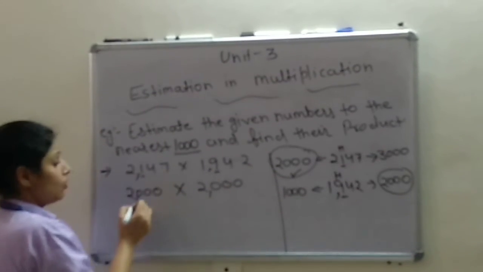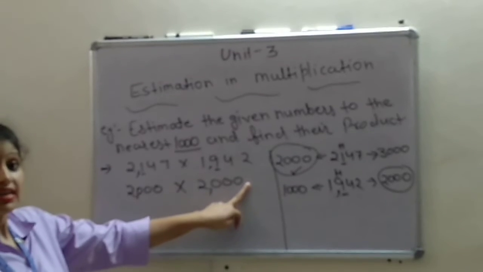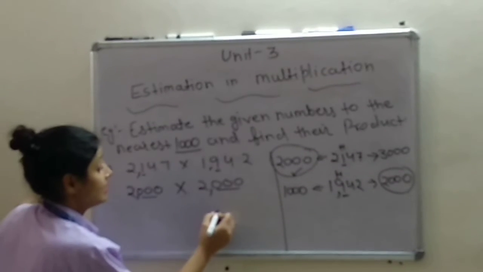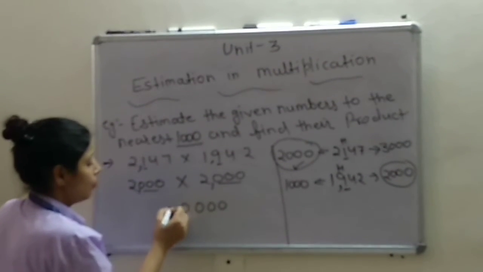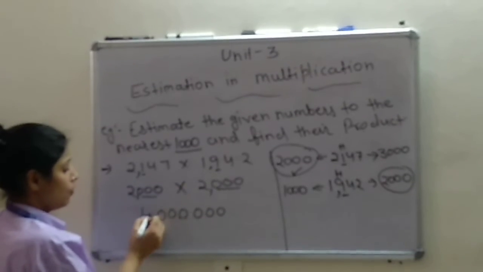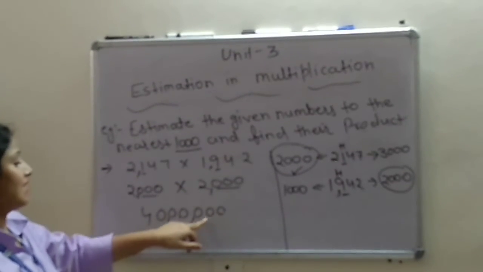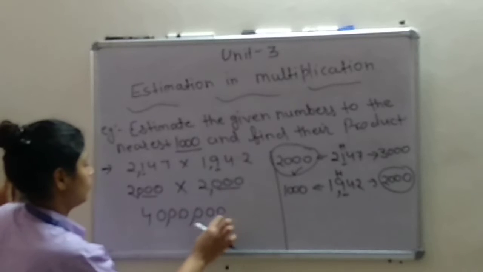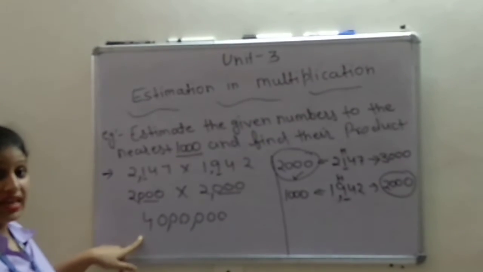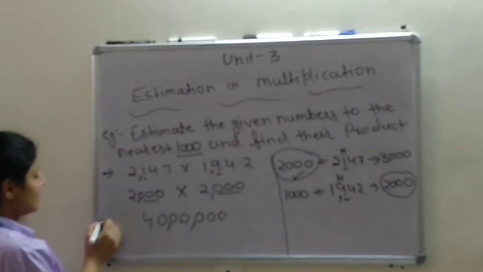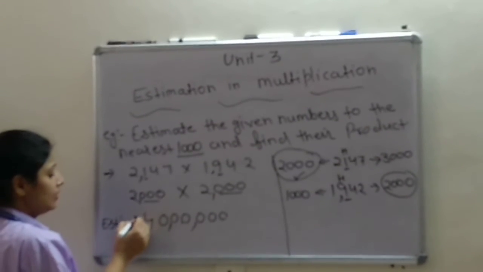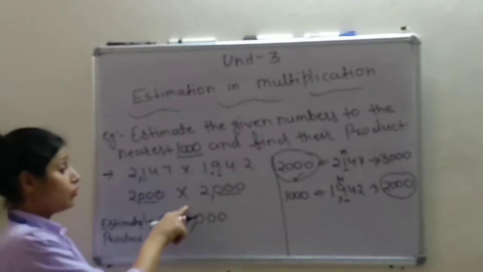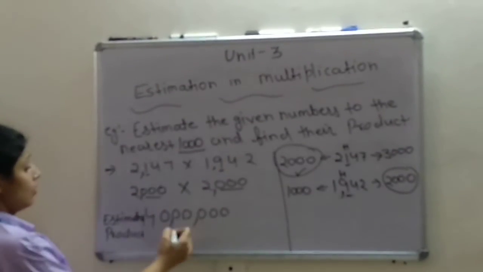Now children, I have just told how to multiply when there are zeros at the end. Here there are 3 zeros and 3 zeros. Together they are 6 zeros. 1, 2, 3, 4, 5, 6. 2 twos are 4. So what did you get? Ones, tens, hundreds, thousands, ten thousands, lakhs, ten lakhs. What did you get? 40 lakhs. The answer will be 40 lakhs, right? This is the estimated product. So this is how we round off any number to the nearest thousand.